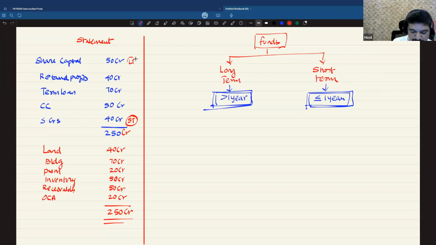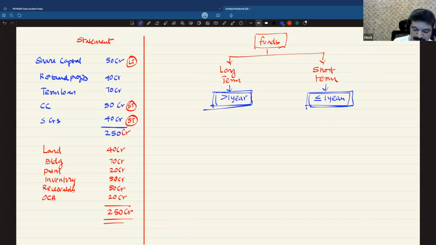It is a long-term source of money. Now tell me, the cash credit given by the bank, which is repayable on demand or annually renewable, is it short-term or long-term? This is short-term in nature.